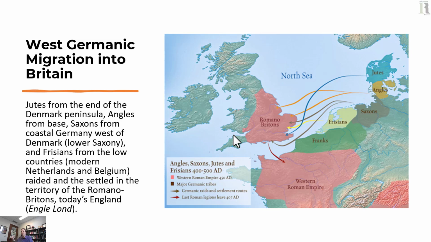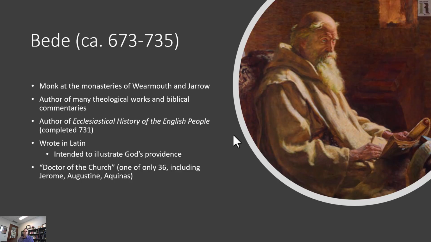Anyway, they settled in Romano-Britain, which is today's England, which they would have called Anglo-Land at the time. A lot of what we know about this period comes from a historian named Bede, who wrote in Latin. He was a monk at the monasteries of Wearmouth and Jarrow. He's an author of many theological works and biblical commentaries, and in 731 he completed a work called the Ecclesiastical History of the English People.